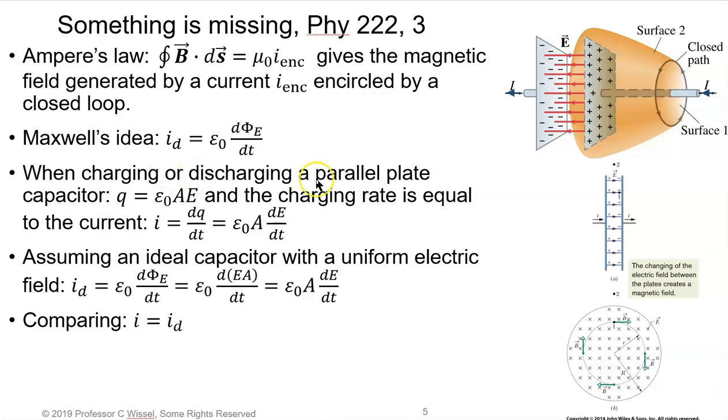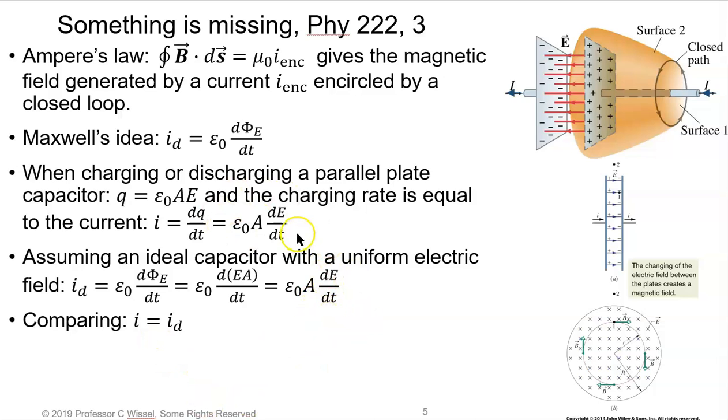When you're charging or discharging a parallel plate capacitor, Q equals epsilon naught A times E, and the charging rate is equal to the current, which is, of course, dQ/dt, and that equals epsilon naught A dE/dt. Assuming an ideal capacitor with a uniform electric field, I_D equals epsilon naught dΦ_E/dt, and that equals epsilon naught d(EA)/dt, and of course the area doesn't change. So this I_D equals epsilon naught A dE/dt.